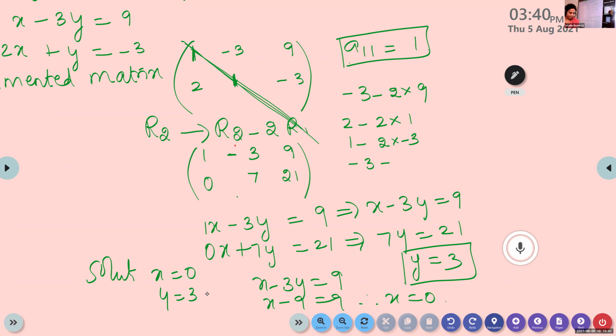So in the next class, we can do one or two more problems. And one more method is there, with which this chapter, the determinants topic, will get over.